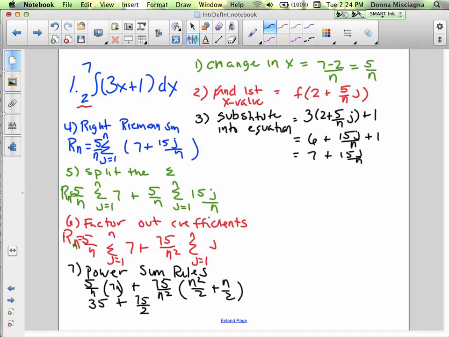And then we would have 75 over 2n. Now we take the limit. I'm just going to take the limit.